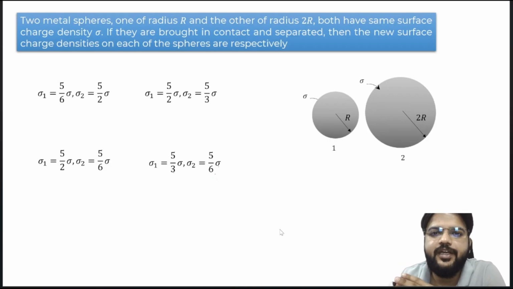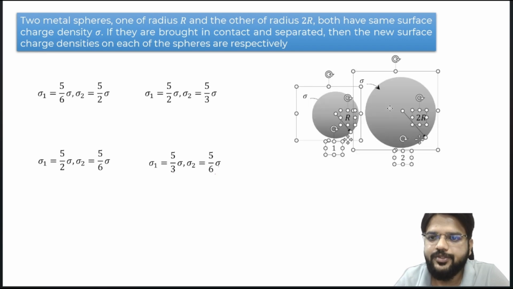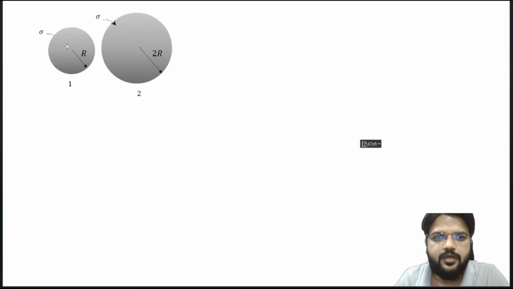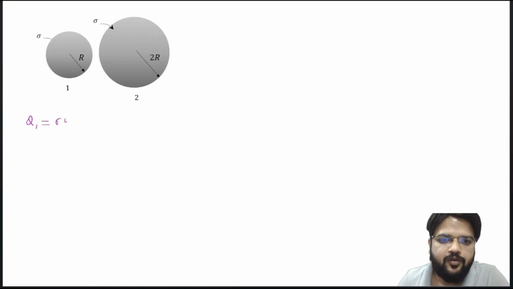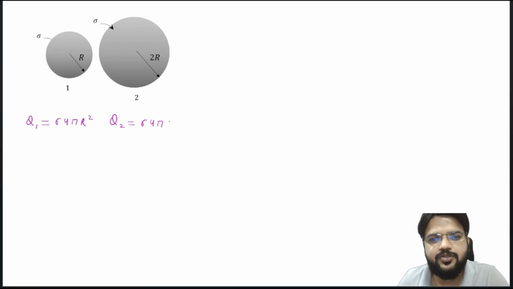Two metal spheres, one of radius r and the other of radius 2r, both have the same surface charge density sigma. If they are brought in contact and separated, then the new surface charge densities on each of the spheres are, respectively, so let's see how we can do this question, everyone. Here we have two spheres. The first sphere has radius r, the second has 2r. Surface charge density is the same. So the charge on the first sphere can be written as sigma 4 pi r square, and the charge on the second sphere can be written as sigma 4 pi, and the radius is 2r.